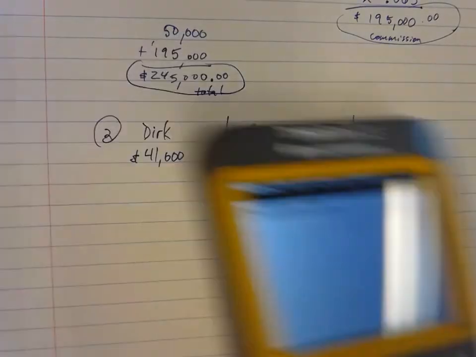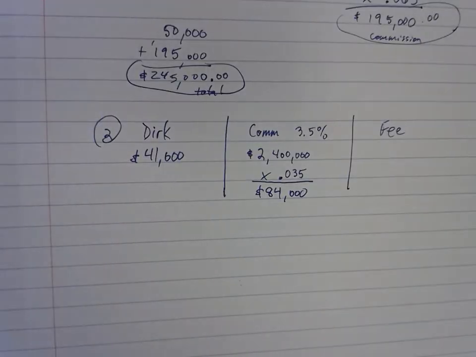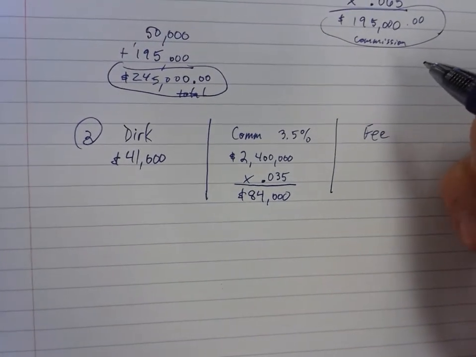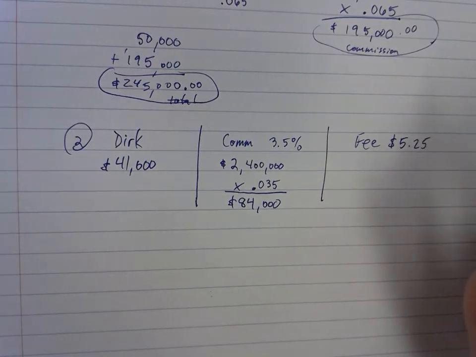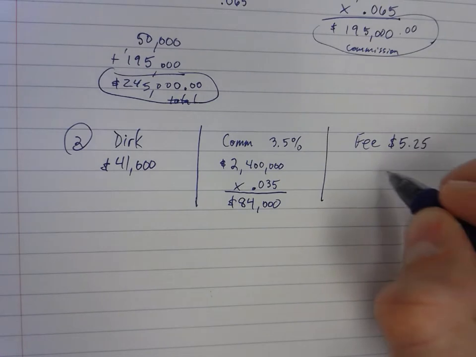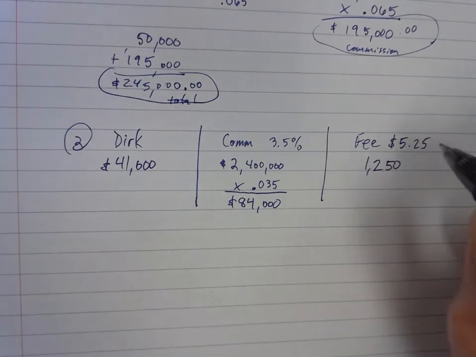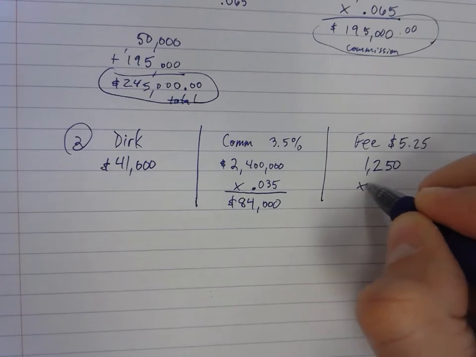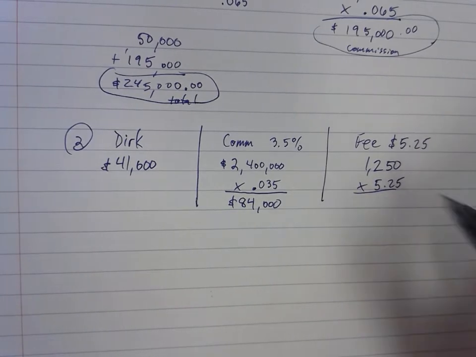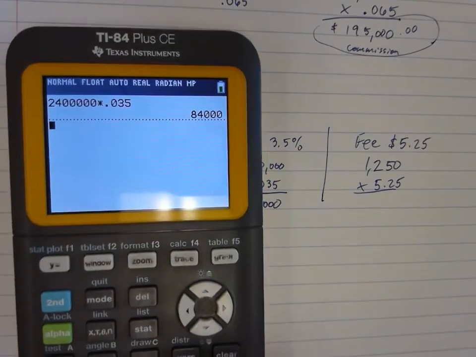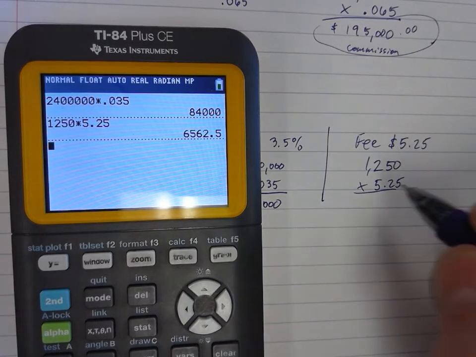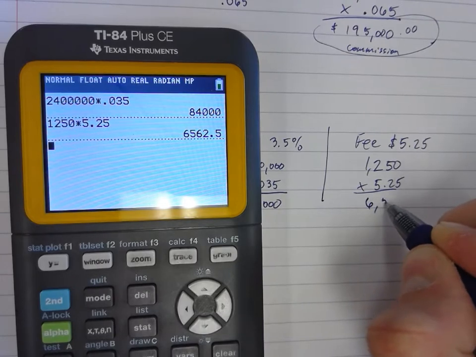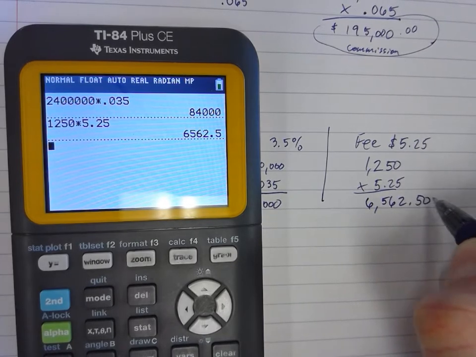Yowza! Alright, and then let's do the fee part. It says he makes $5.25 off of each transaction, and it says last year he processed 1,250 of the transactions, so you got to multiply that by the $5.25. Alright, so let's see how much he made off the fees on that. 1,250 times $5.25. So he's making $6,562.50 off the transaction fees.